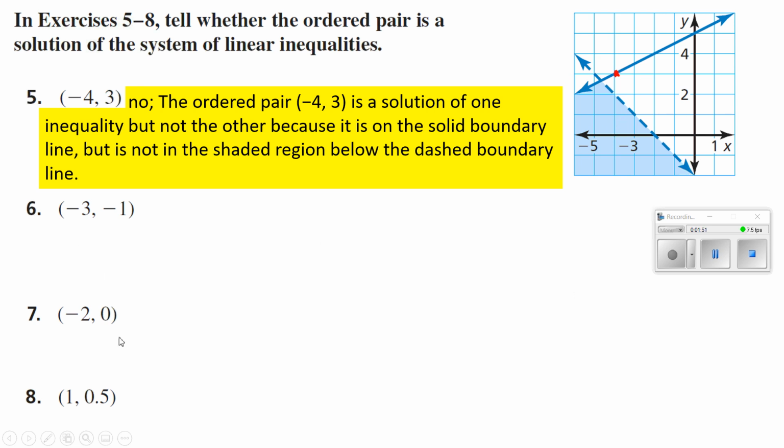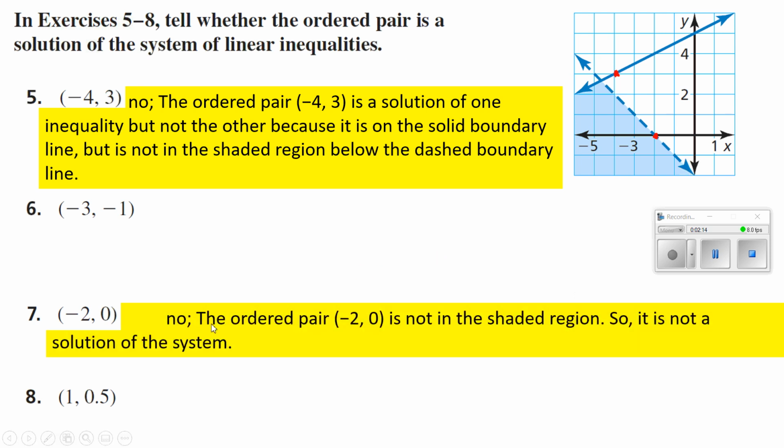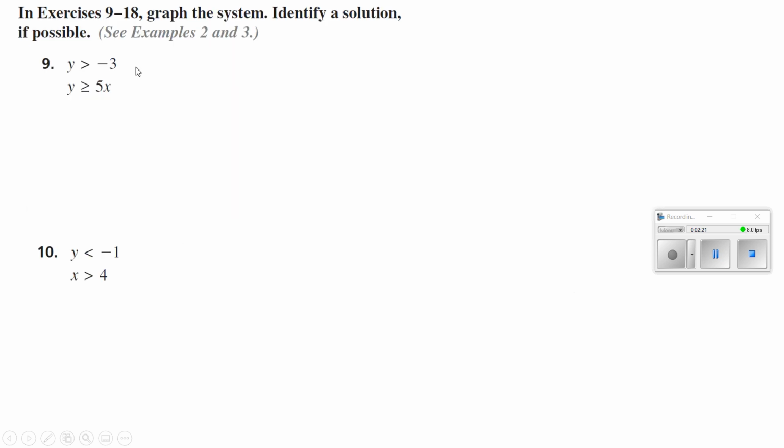You have number 6, I've got number 7. I'm going to look for -2 and 0. Well, -2 and 0 would put me here and here. This is not going to work either because the dotted line does not indicate a place that fits our description. It has to be in the shaded area. Only if it's a solid line would it count. So this would be no. The ordered pair -2 and 0 is not in the shaded region, so it is not a solution to the system. All right, let's go to number 9.